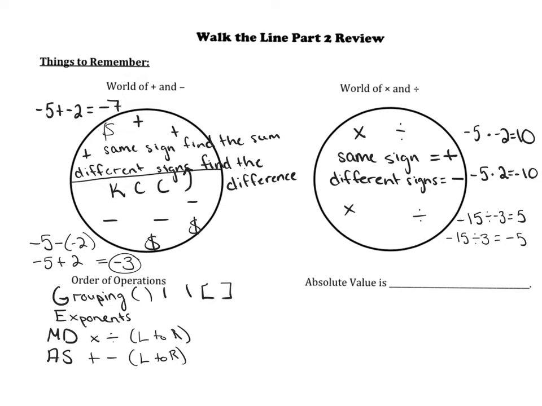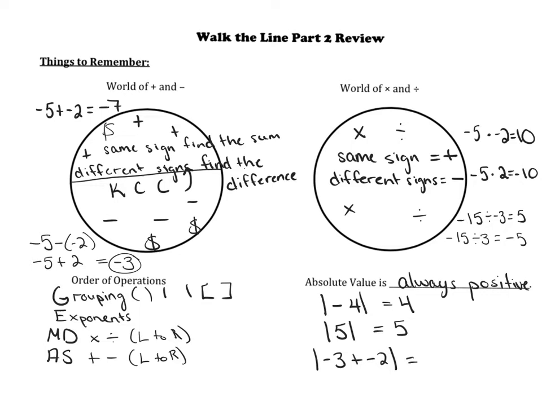Next we have, I left a line that says absolute value is always positive. Okay, so let's do an example of what I mean by that. So if I had the absolute value of -4, the answer would be positive 4. Or if I had the absolute value of 5, it would still be a positive 5 because it's how far away it is from 0. Okay, but remember, sometimes you may have a problem inside, like -3 plus -2. So you know that is the absolute value of -5, which is going to end up as a 5.